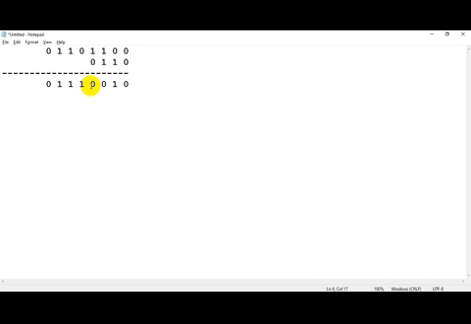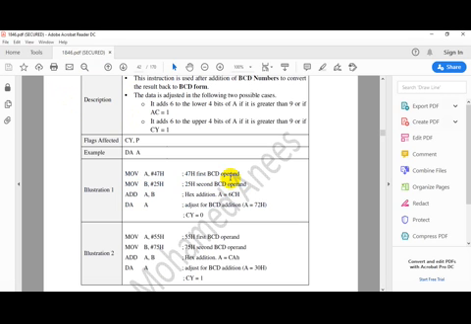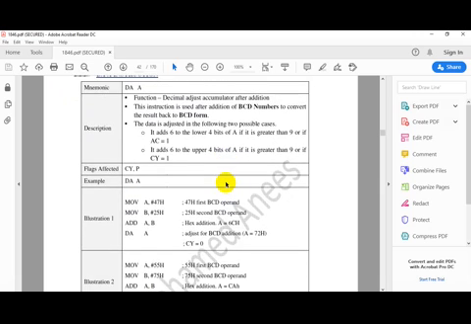Now after addition, if you see, the lower nibble of the result is less than or equal to 9, and the higher nibble of the result is also less than or equal to 9. Hence no more correction factor will be added, and we get the result in decimal form, that is 7 and 2. So that's about the decimal adjust accumulator.